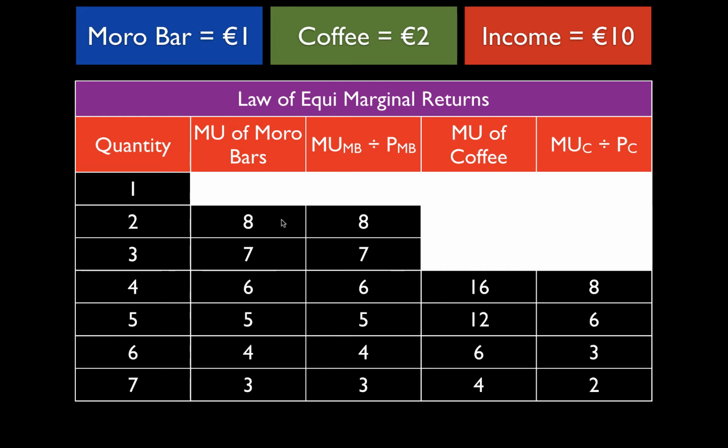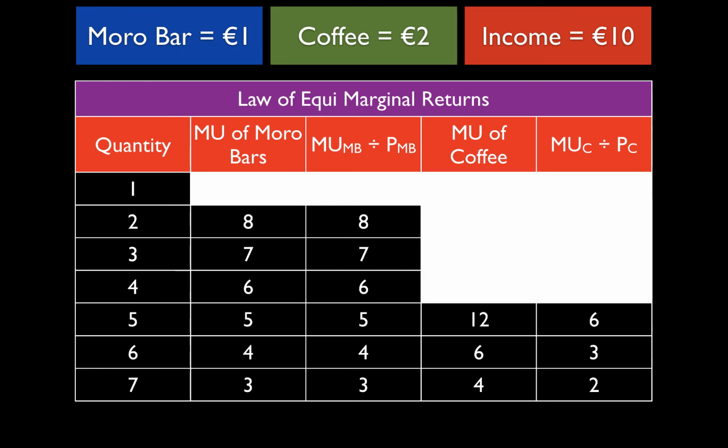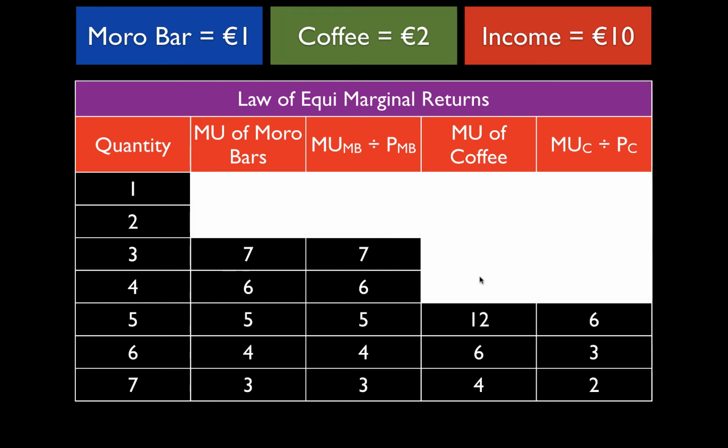So which should he buy next? The second Morrow bar, which gives him 8 utils per euro, or the fourth coffee, which gives him 8 utils per euro? And again, he is completely indifferent. So last time he bought the Morrow bar first. This time he's buying the coffee first, and he's going to do that. Now, don't forget, this was 8 and this was 8. This fraction, the marginal utility divided by the price, was 8 for the second Morrow bar, and the marginal utility divided by the price was 8 for the fourth coffee. So they were the exact same.